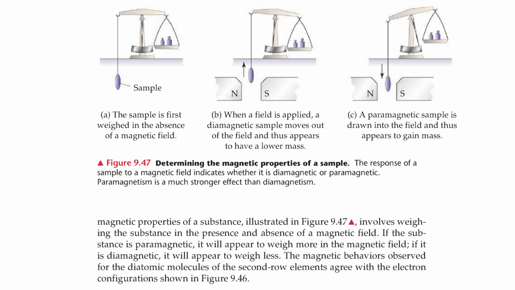A straightforward method for measuring the magnetic properties of a substance, illustrated in Figure 9.47, involves weighing the substance in the presence and absence of a magnetic field. If the substance is paramagnetic, it will appear to weigh more in the magnetic field. If it's diamagnetic, it will appear to weigh less. The magnetic behaviors observed for the diatomic molecules of the second row elements agree with the electron configurations shown in Figure 9.46.